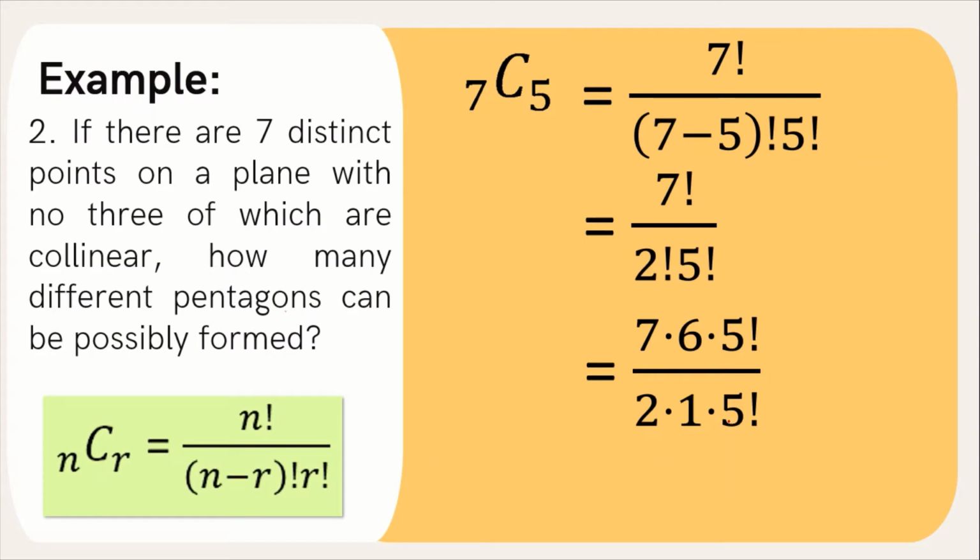And then, we have 5 factorial. Now, from this point, pwede na natin i-cancel si 5 factorial. And si 2 times 1 or 2, pwede natin i-cancel with 6. So, 6 divided by 2 is equal to 3. So, ang natira na lang ay 7 times 3. So, the combination of 7 taken 5 is 21. So, meron tayong mabubuong 21 pentagons from 7 distinct points.